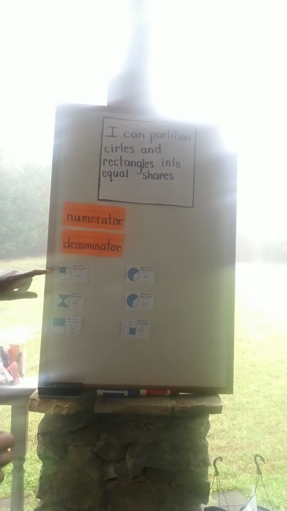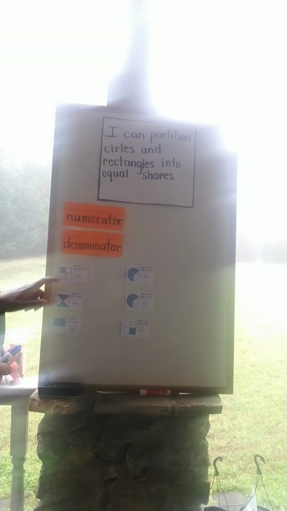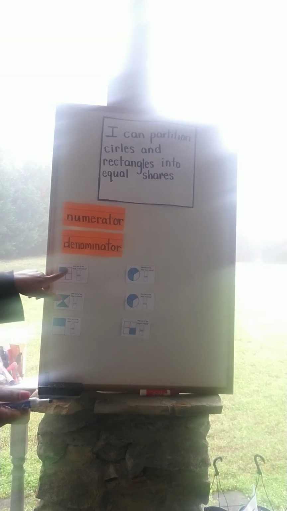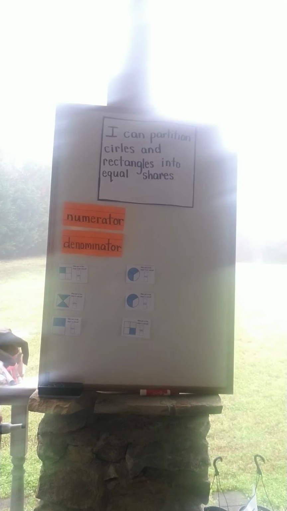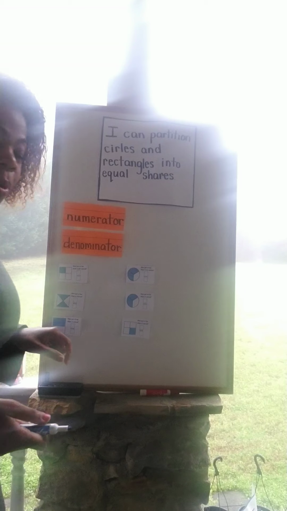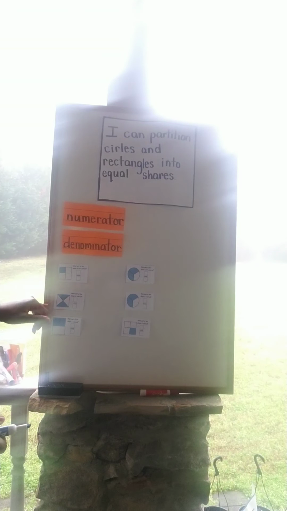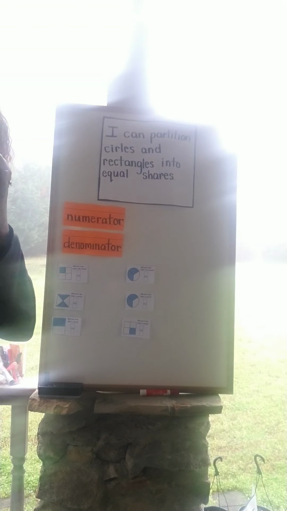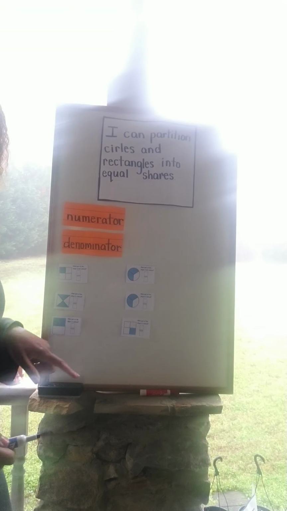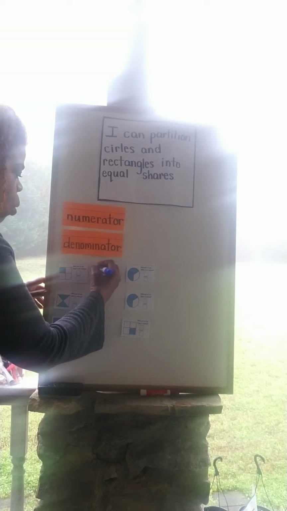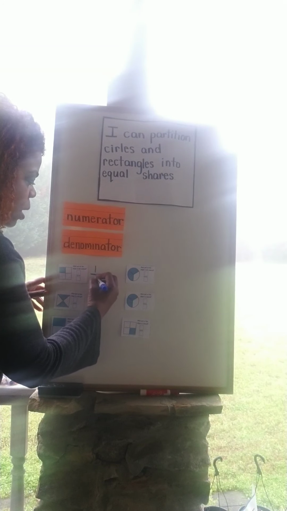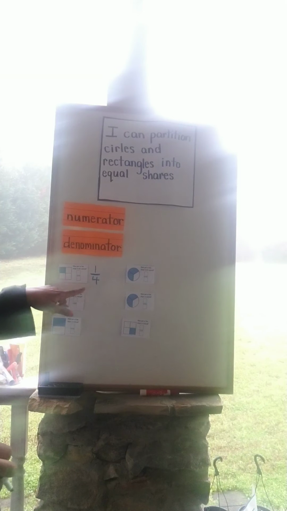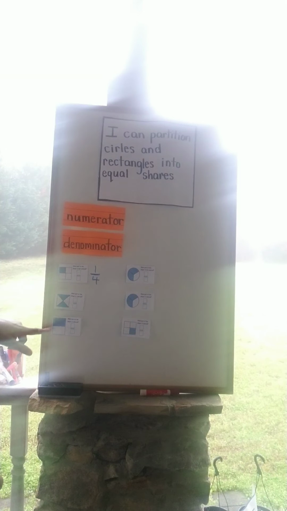Okay, so let's look at this fraction right here. Let's look at this square. It's divided equally, partitioned equally into 4 equal shares. What part of this square is shaded? 1 out of 4 squares. So 1 out of 4 of these squares is shaded. So 1/4 of this square is shaded.